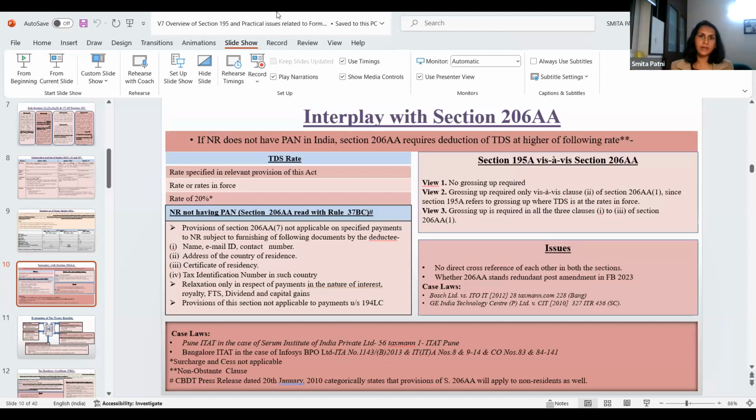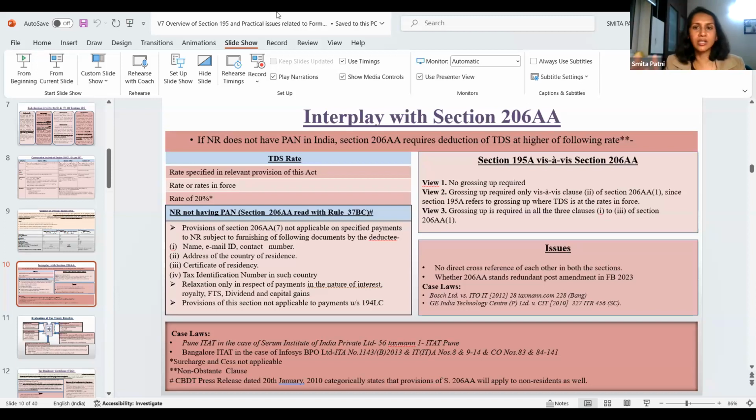Now they brought a circular and a rule, Rule 37BC, saying that in case you provide these four documents, then the non-resident will be exempt from this 206AA applicability. So if you give the name, email ID and contact number, address of the country of residence, TRC and the TIN number, in case you provide all these four things, you will not be charged the higher tax rate, but you will be given the normal tax rate.